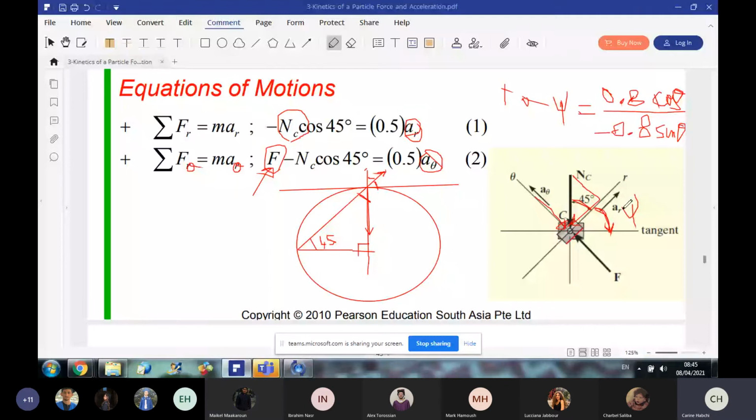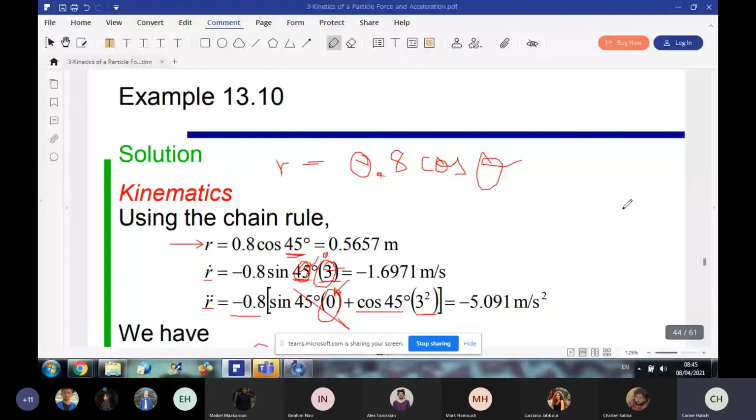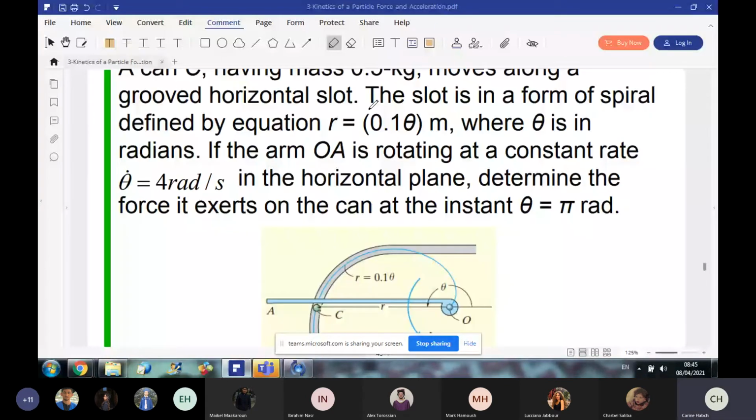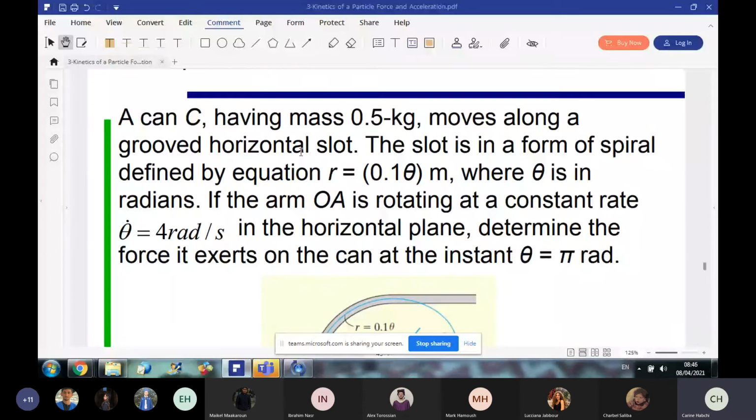Yeah. So let us do another problem where we will use psi. Okay. So here, a can C having a mass of 0.5 kilogram moves along a grooved horizontal slot. The slot is in the form of a spiral defined by the equation r equals 0.1 theta, where theta is in radians. If the arm OA is rotating at a constant rate theta dot equals 4 radians per second in the horizontal plane, determine the force it exerts on the can at the instant theta equals 5.